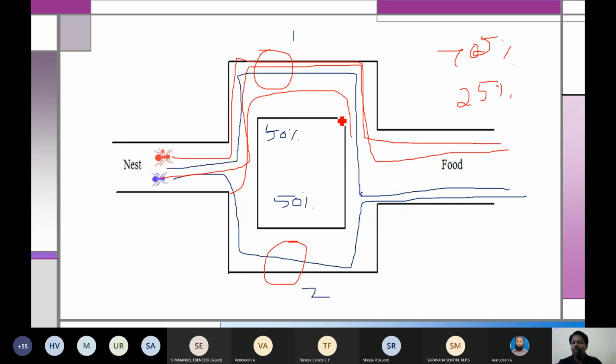After some time, the entire second path will disappear because pheromones evaporate with respect to time, and all the ants will pass through the first path. Even though the paths are the same distance, after some time they will take only the first path. Okay, clear? This is how they are taking the same path.